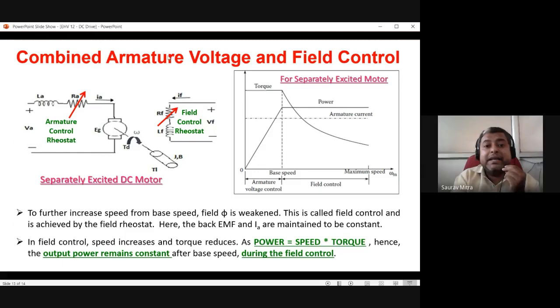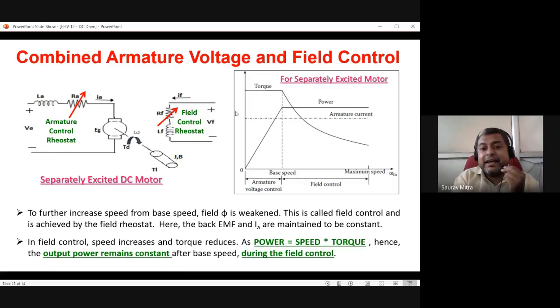And what they are saying, combined armature and field control. So now when armature control is over, because this voltage has reached maximum, now the field control starts. Initially we were cutting the armature resistance, we were increasing the armature current, we were increasing the speed of the motor. Afterwards, to further increase the speed from the base speed, the phi is weakened. So you keep on increasing this value of RF. As we keep increasing the value of RF, the phi will decrease. If phi decreases, then speed increases. So these are the two steps.